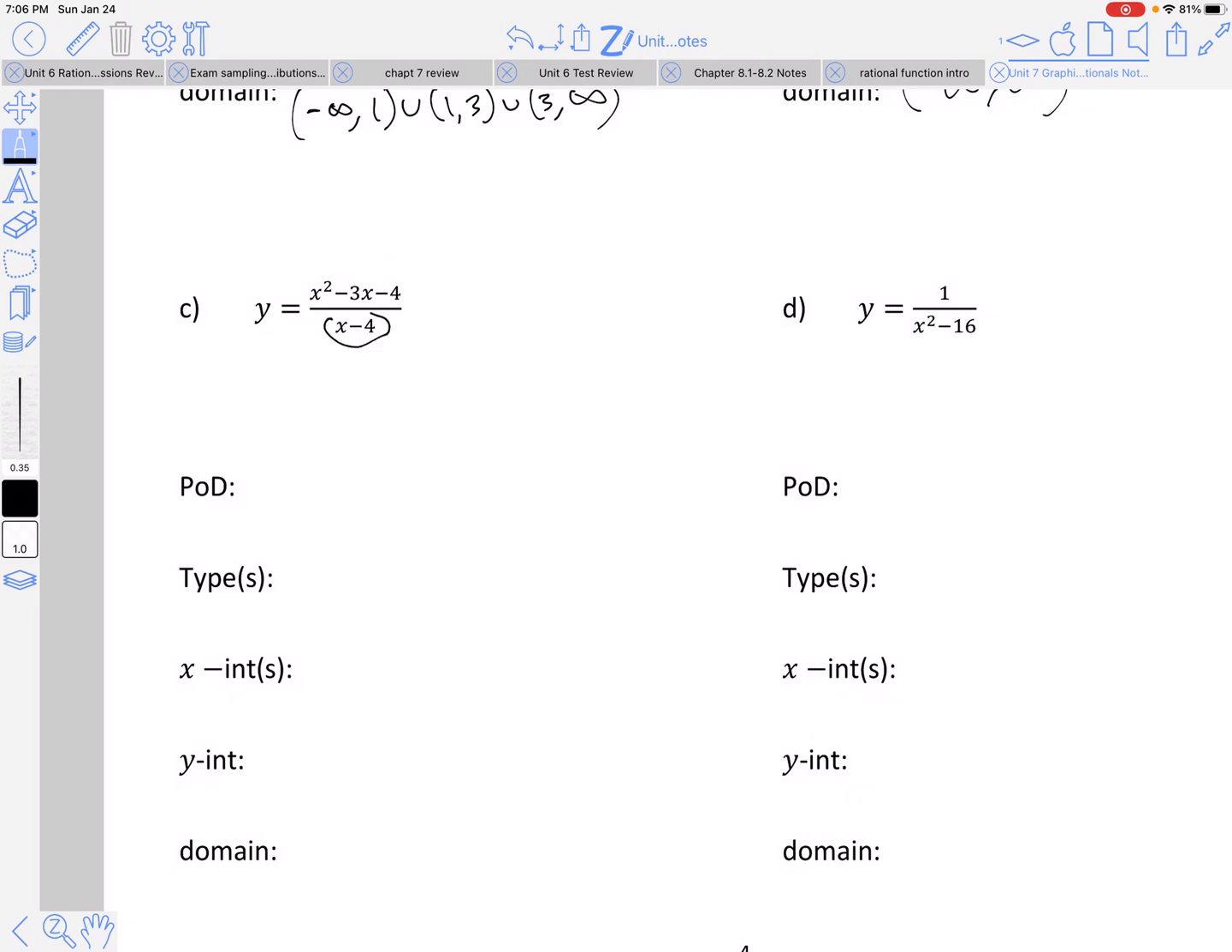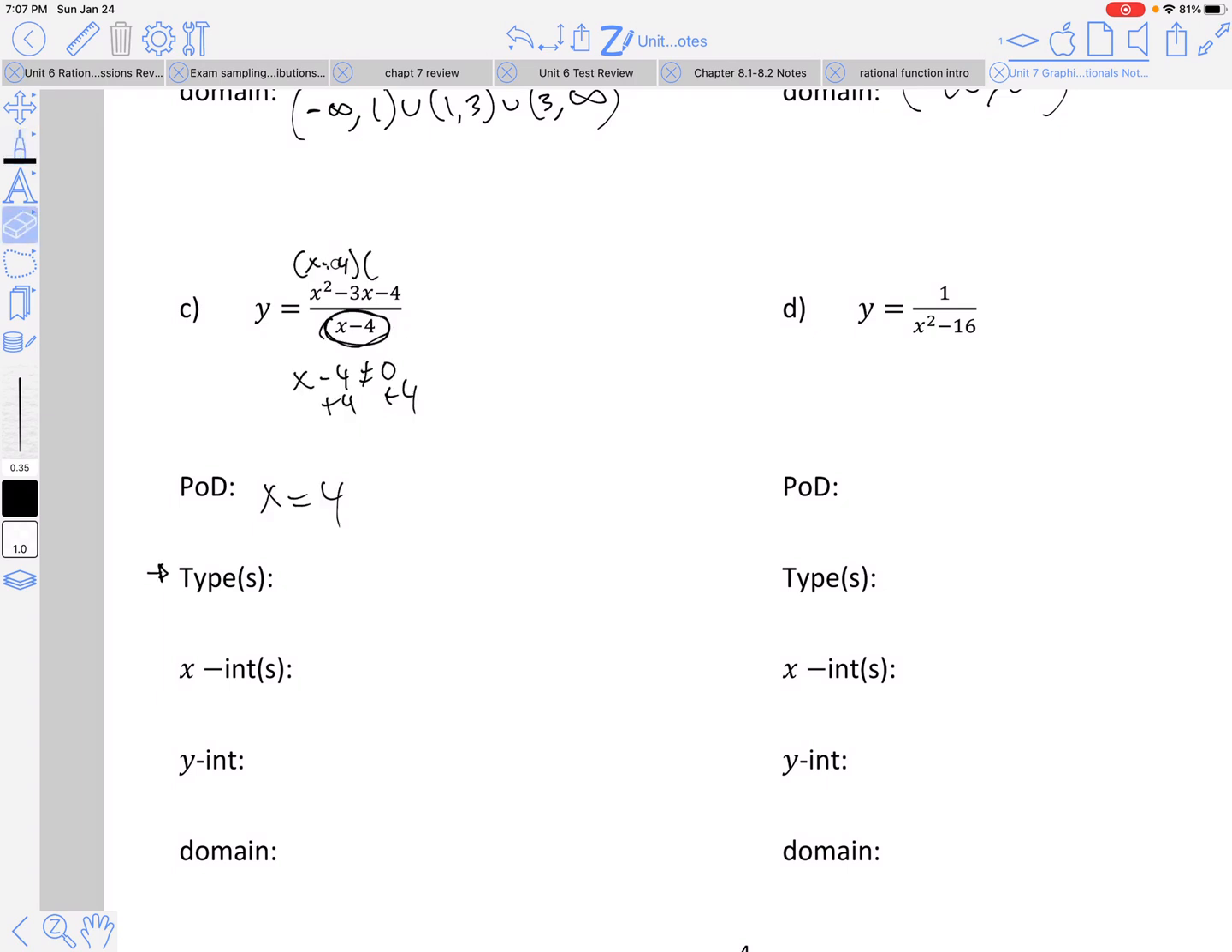Right, C, points of discontinuity. So we're going to look at the denominator and make sure that it never becomes 0. So we're going to have a gap at x equals 4. Now, we've got to see what type it is by seeing if it cancels out or not. So I'm going to hurry and factor this.